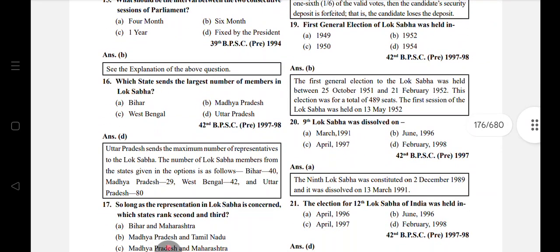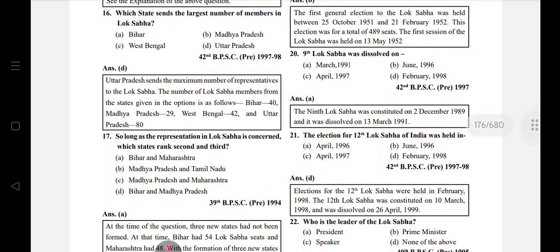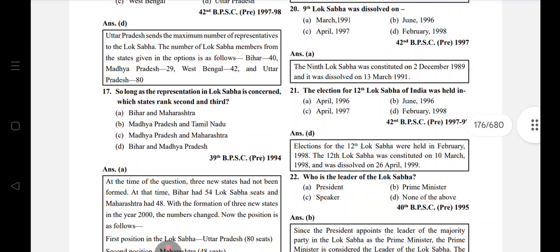UP. Bihar 40, Madhya Pradesh 29, West Bengal 42, UP 80. So long as the representation in Lok Sabha is concerned, which states rank second and third? Bihar and Maharashtra.